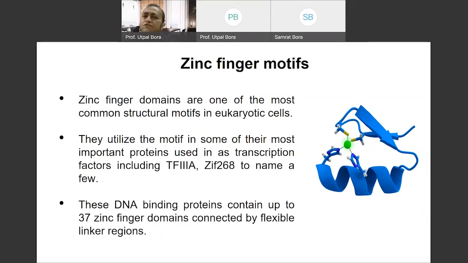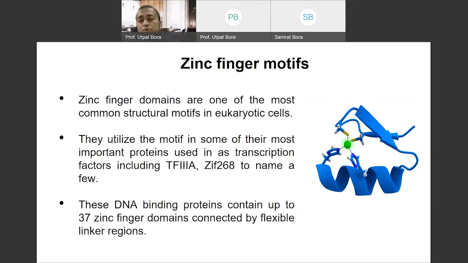So as I was saying, Zinc-finger domains are one of the most common structural motifs in the eukaryotic cell. When I say structural motifs, I basically mean protein motifs formed from the secondary structures in proteins, especially alpha helices and beta sheets. They are used in some of the most important proteins, the transcription factors, like for example TF3A and ZIF268, to name a few.